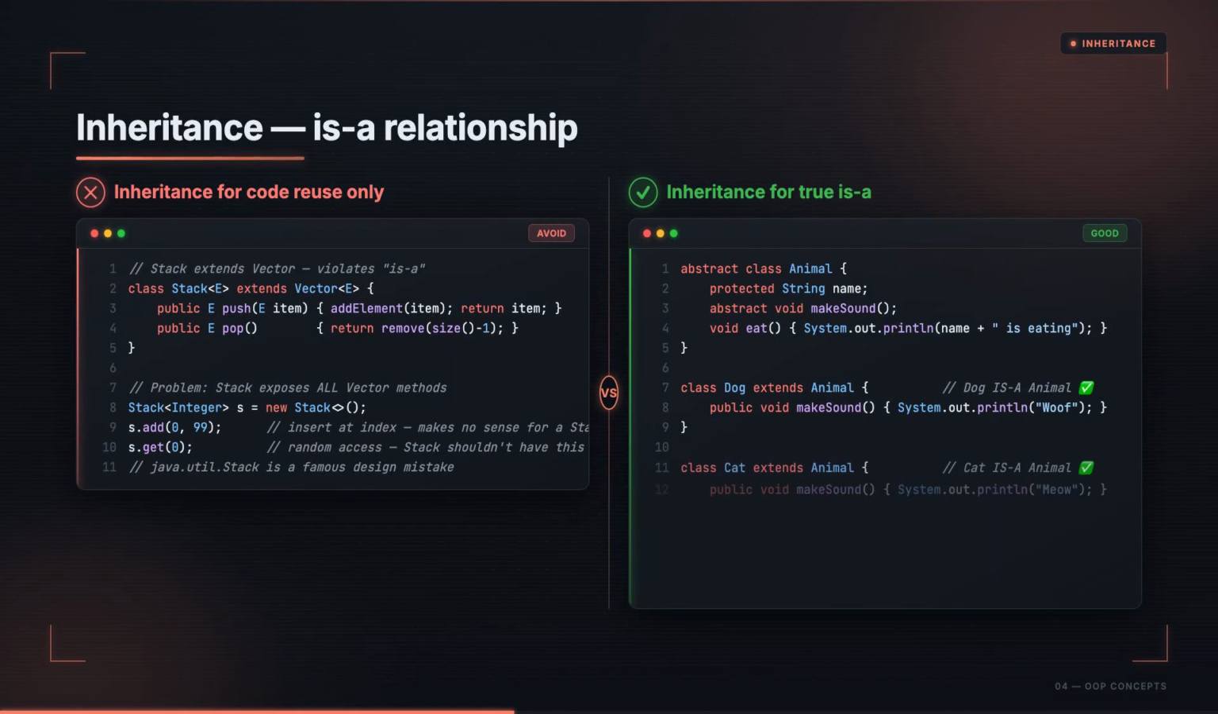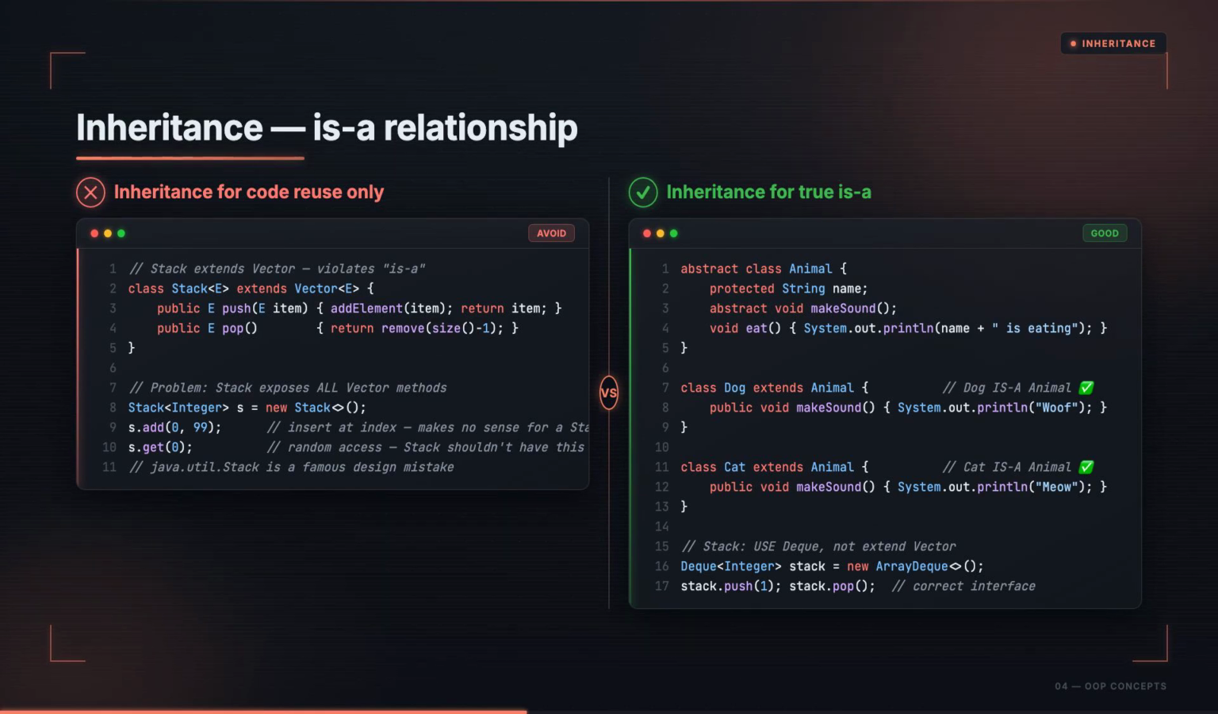Inheritance, ISA relationships. Dog, ISA animal. Use it when the subclass is genuinely a more specific version of the parent, and when Liskov substitution holds. Don't reach for inheritance just to reuse code. That's what composition is for. And never model has a with inheritance. Car has a engine, not car is a engine.